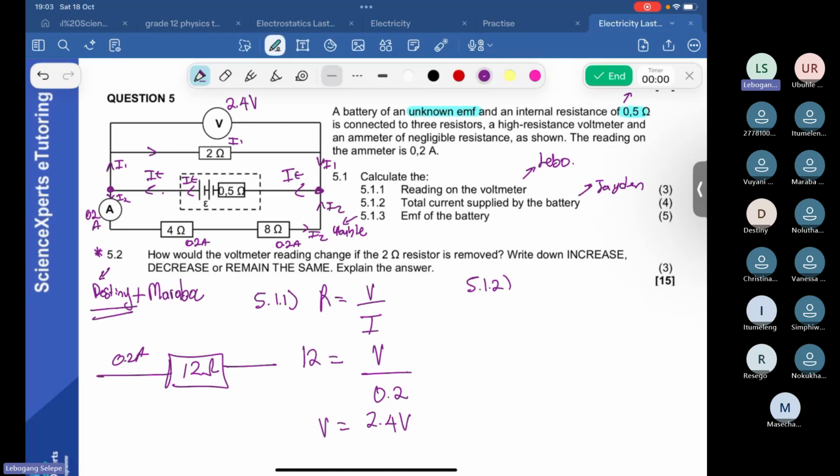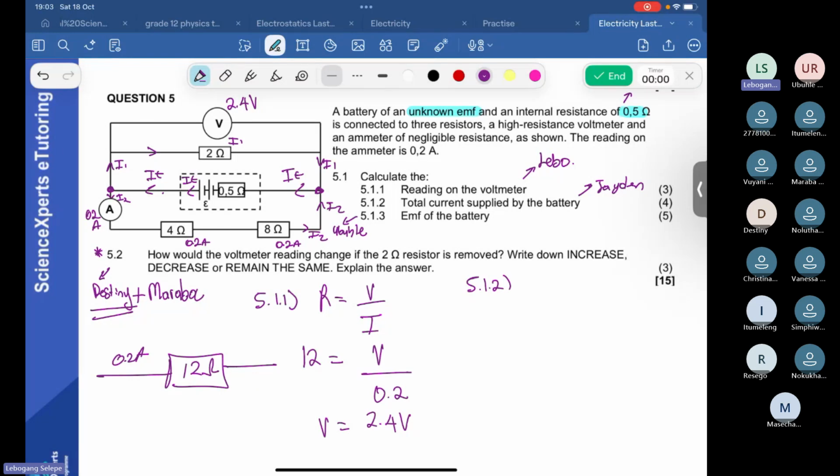5.1.2, Jaden, calculate the total current. So since we have the voltage, we'll find the current for the 2 ohm resistor, and then we'll add it to the current of this, to the 0.2. All right. Yeah. That would work.